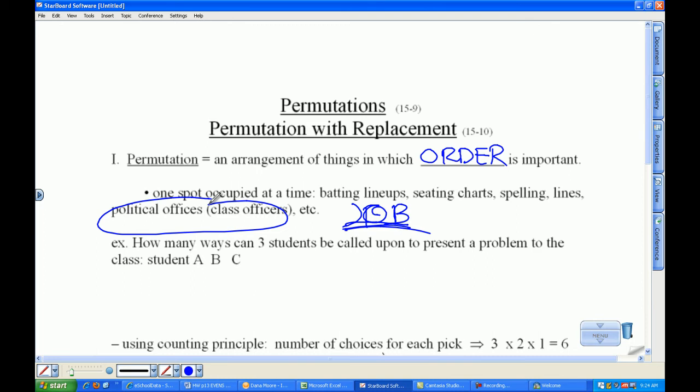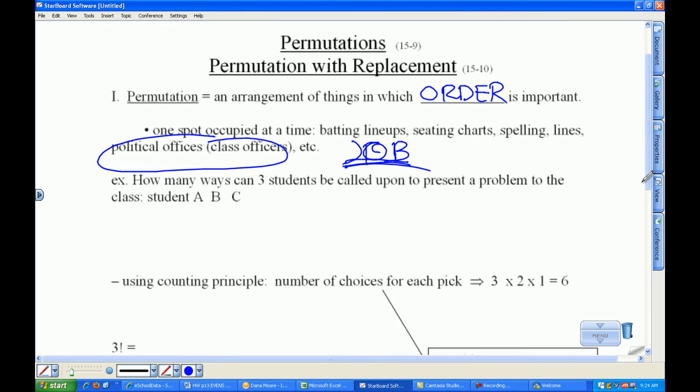A line is a permutation because being first in the line and being second in the line is different, and it matters in which spot you are in. So permutations, order matters. How many ways can 3 students be called upon to present a problem to the class? Student A, B, or C?